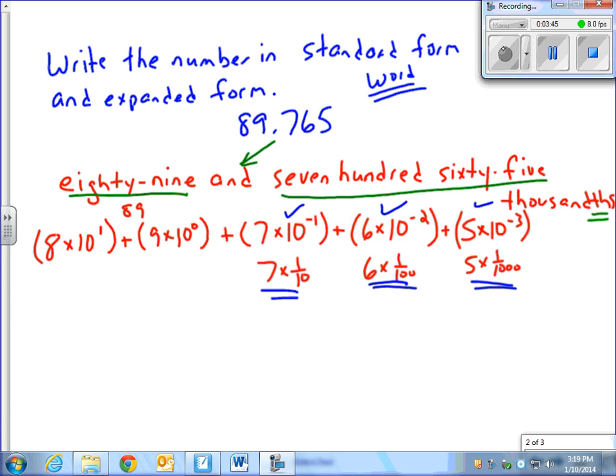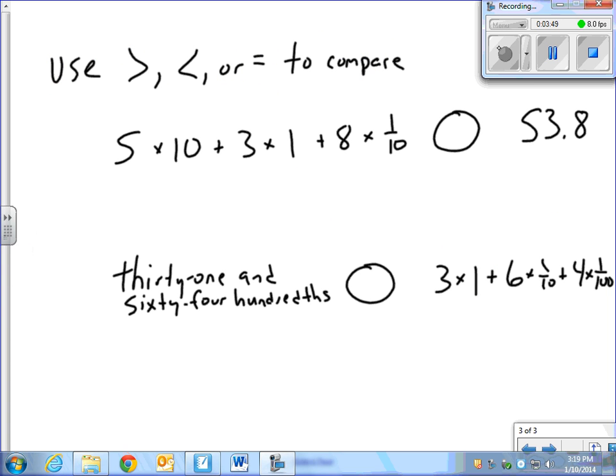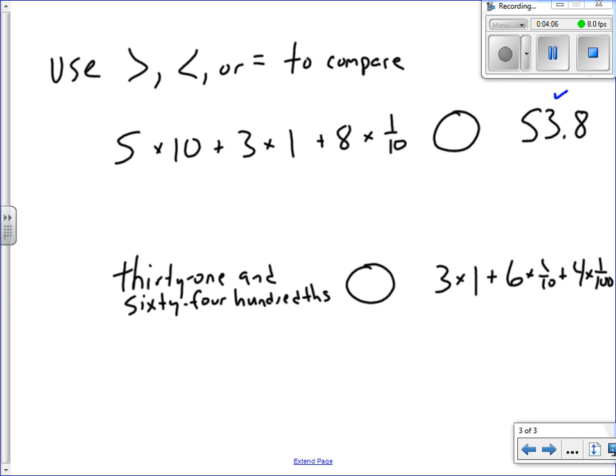All right, let's go to question number 3 here. We're using greater than, less than, or equal to compare decimals. First of all, when you compare decimals, you have to get them in the same, let's just say, format. Okay, so right here I have decimal notation on this side, and I have it in an expanded notation here. So I want to get them both really in decimal notation so I can compare decimals.